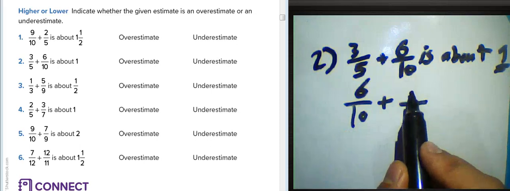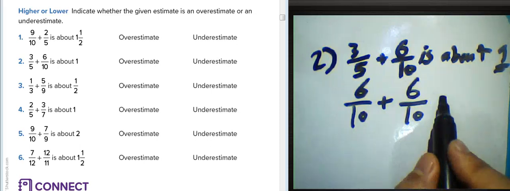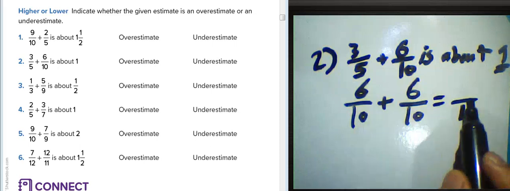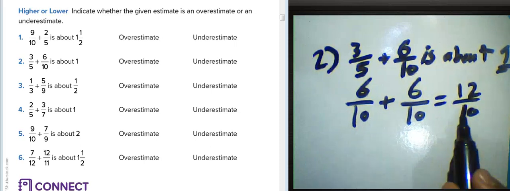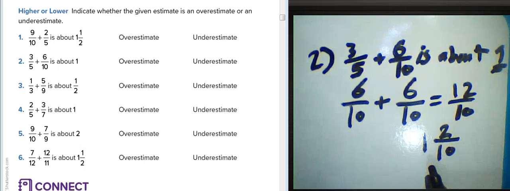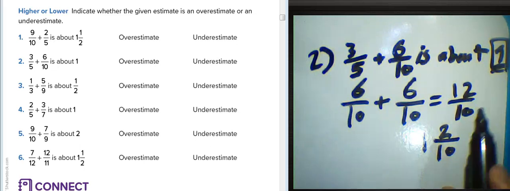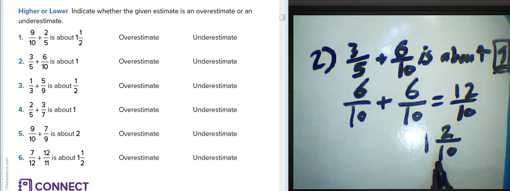And what about here? 6 over 10. We have similar fractions. We can write 10 in the denominator and 6 plus 6 equals 12. And we know 12 over 10 will be 1 and 2 over 10. We can write what he asked about estimating 1. 1 is less than 1 and 2 over 10. So we can write underestimate here.